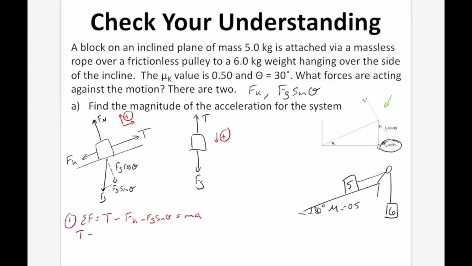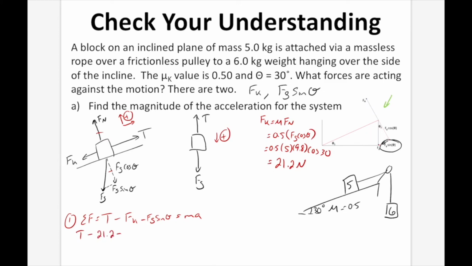T is going to equal Fk. Fk, we can figure out over here. Fk is equal to mu times Fn. Mu, we're told, is 0.5. Fn, remember, is going to equal this Fg cos theta. So Fg cos theta, 0.5 times Fg, which is equal to mg. We know that mass is 5 times 9.8 times cos 30 degrees. And that gives us a force of friction of 21.2 newtons. So tension minus 21.2 minus Fg sine theta.